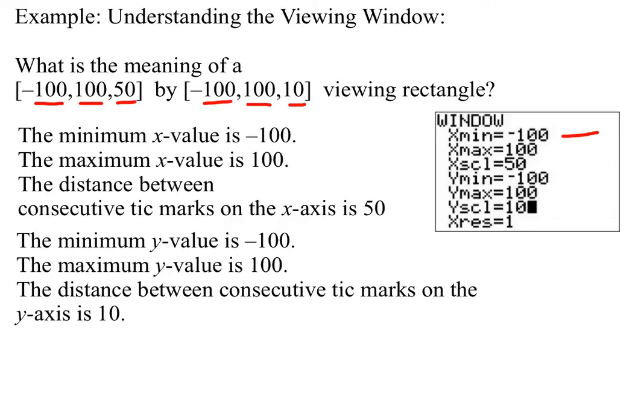It's saying the x minimum, so the left-hand side of your x-axis, is showing -100. The right-hand side of the x-axis is showing 100, and then it's scaled by 50. So the first tick mark would be 50. The next one would be 100, so it's scaled by 50. That's a pretty big scale. Y minimum represents the bottom side, -100, and then Y maximum is 100, and this one is scaled by 10, so every 10 is a tick mark value. So that's just a little information for you.